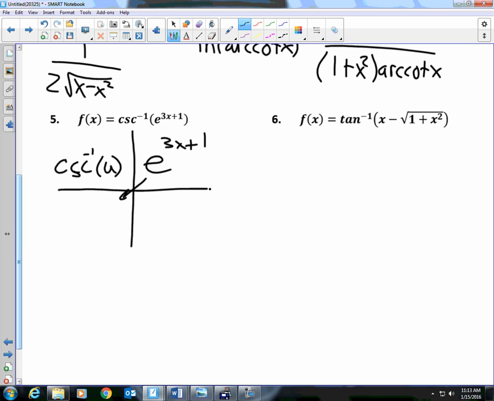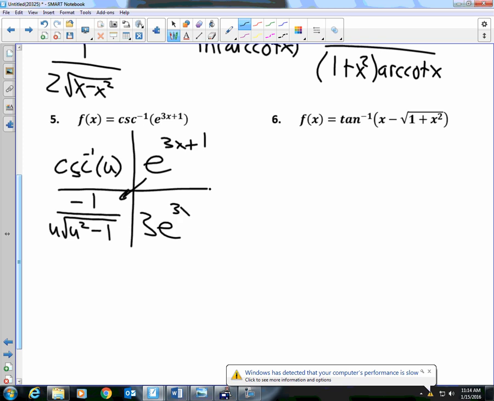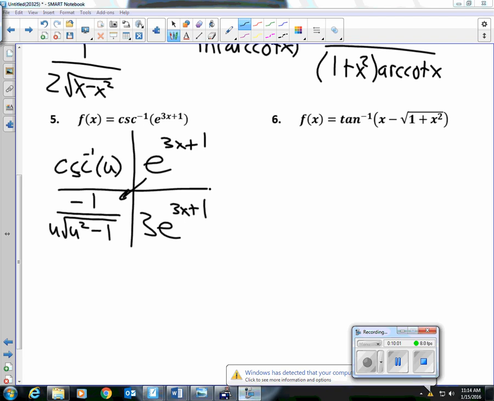What is the derivative of arc cosecant? That's just the rule, right? If you look at your notes, derivative of arc cosecant is negative 1 over u times the square root of u squared minus 1. Derivative of e to the 3x plus 1? What's the derivative of 3x plus 1? 3, and that's e to the 3x plus 1. That one was easy. We'll combine them together when we get back from lunch. Go get some brain food.